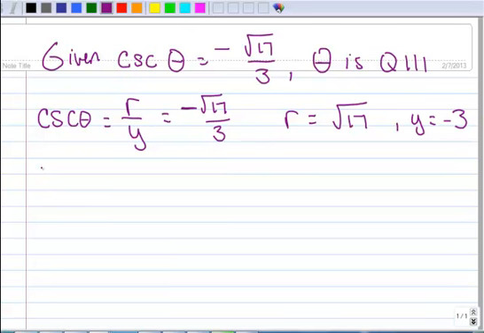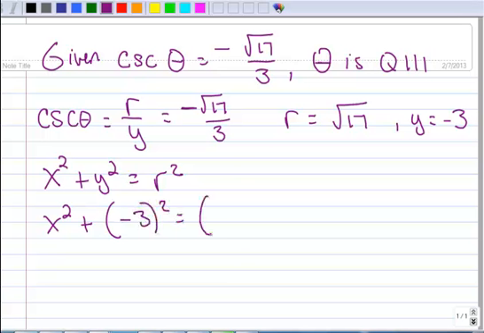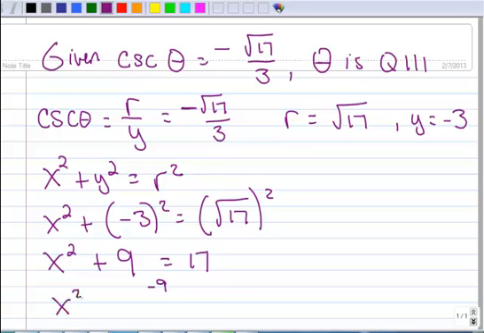So we need to find x, and then you can find all the rest of the ratios. So we know that x squared plus y squared equals r squared. So x squared plus (negative 3) squared equals (the square root of 17) squared. Notice how I put these in parentheses? So x squared plus 9 equals 17, and then you subtract 9 from each side, so you get x squared equals 8.